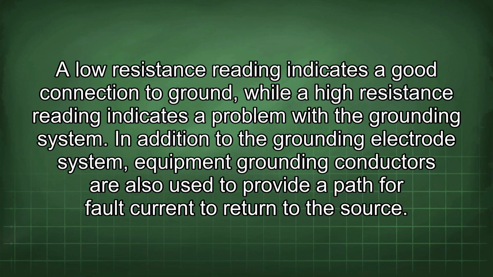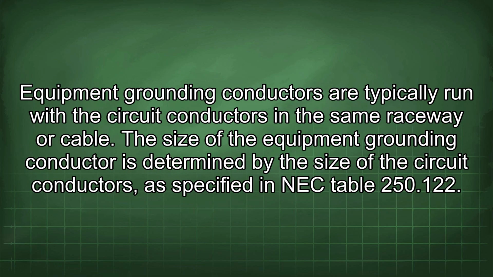In addition to the grounding electrode system, equipment grounding conductors are also used to provide a path for fault current to return to the source. Equipment grounding conductors are typically run with the circuit conductors in the same raceway or cable.